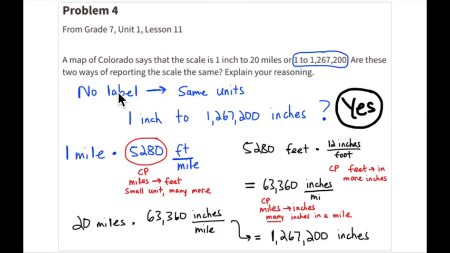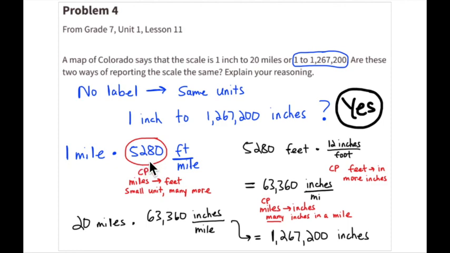Problem number 4. A map of Colorado says that the scale is 1 inch to 20 miles, or 1 to 1,267,200. Are these two ways of reporting the scale the same? Explain your reasoning. When you don't have any label, it has to be the same units. So if this is 1 to 1,267,200, it's going to be 1 inch to 1,267,200 inches because it's 1 here. So are they the same? So is 1 to 20 miles the same as 1 to this number here, 1,267,200? All right, so don't forget what you know. We did this a while ago.